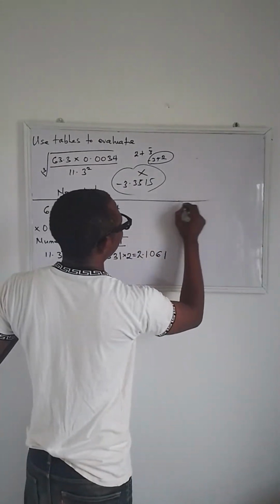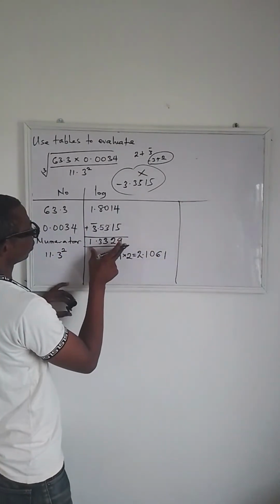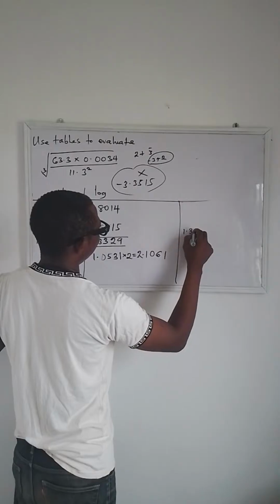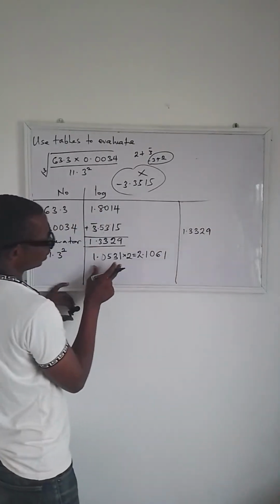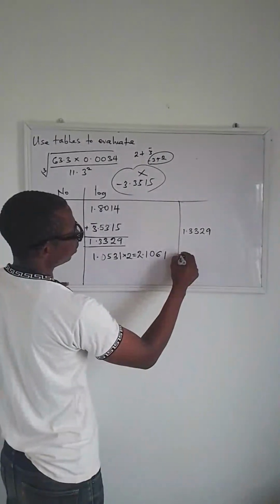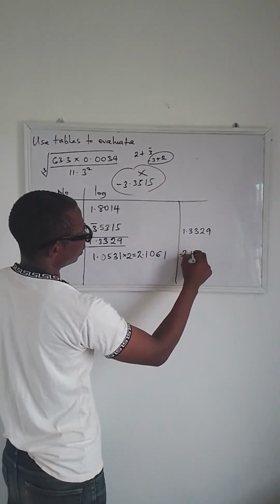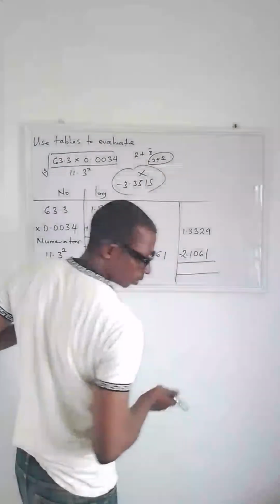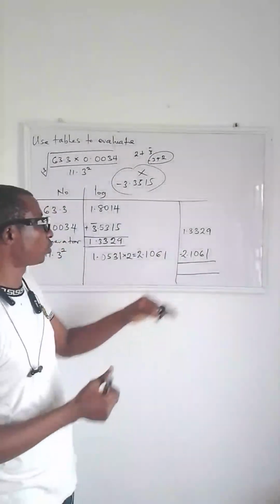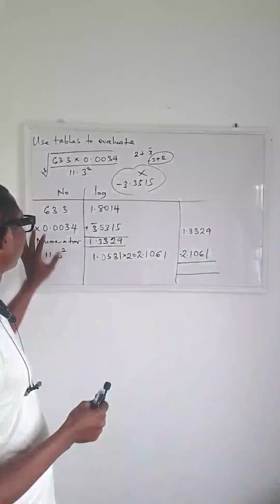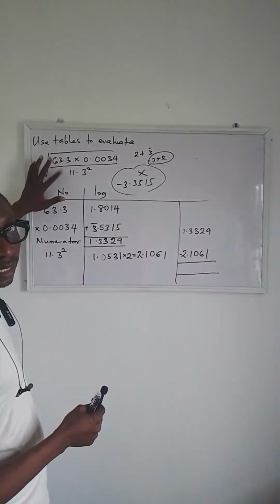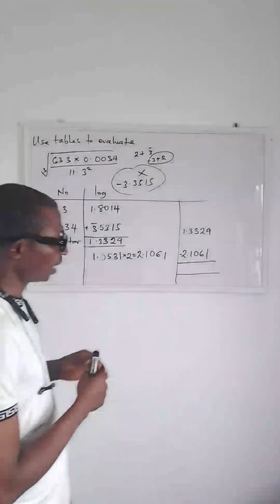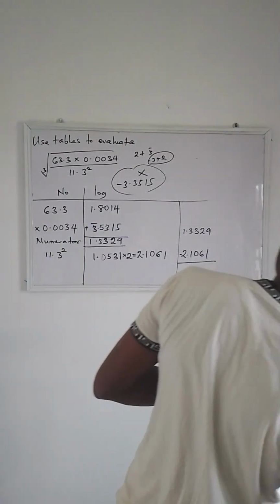So now we are going to subtract. Let's extract this out. The numerator is 1.3329, while the denominator will be minus 2.1061. Okay, so that is what we have. So we are going to subtract. You know why we are subtracting? We are dividing this by this. And when dividing, what do you do to the power in indices? You are going to subtract. So now let us subtract and see what we have.